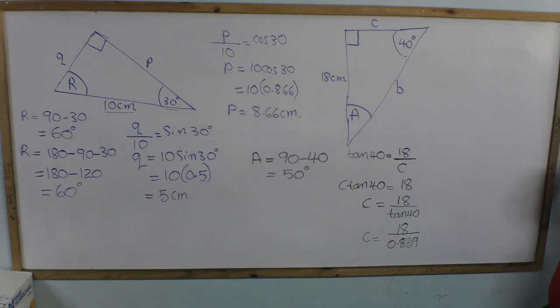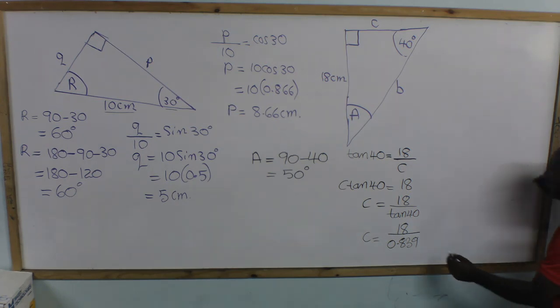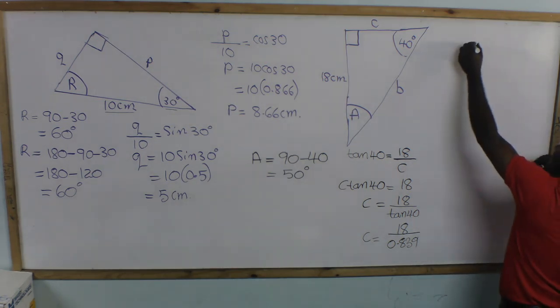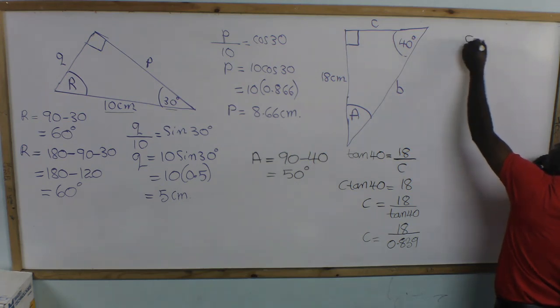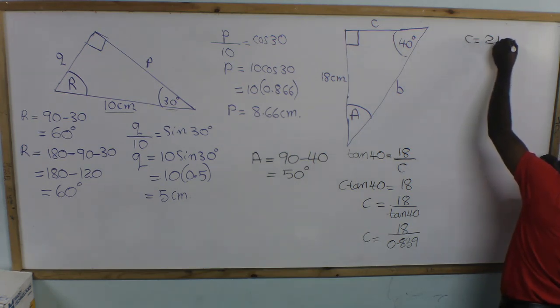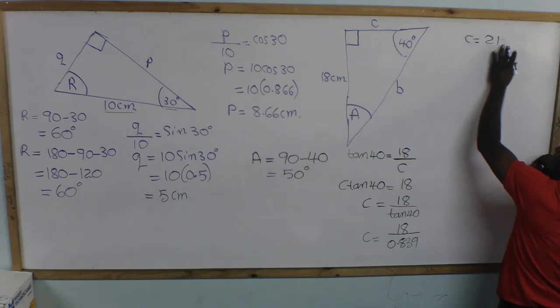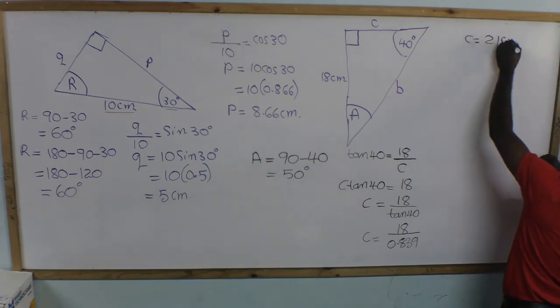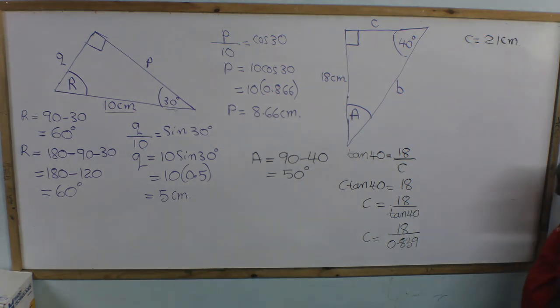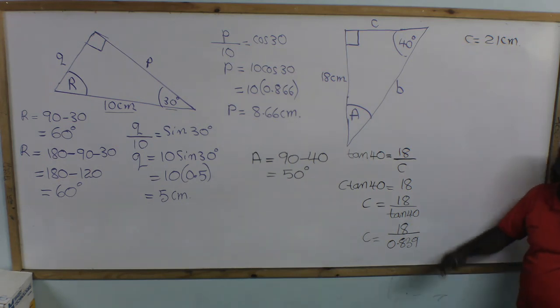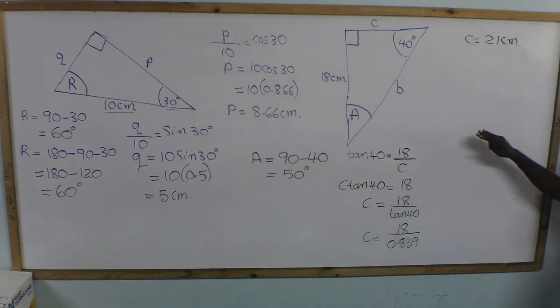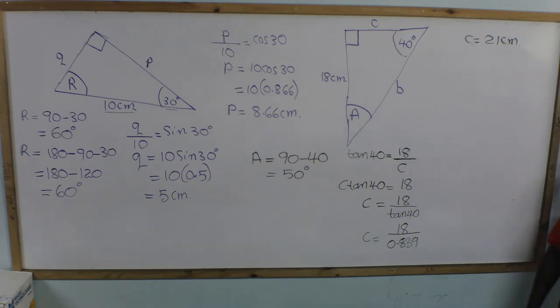21.45. Alright. So C is equal to 21 centimeters. It will not hurt, because this is not an exercise in accuracy. This is an exercise in applying the trig equations, the trigonometry. Alright. So now that we have found C, what's the next thing that we need to find?